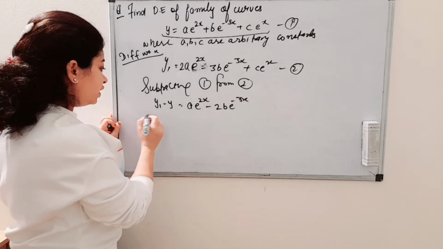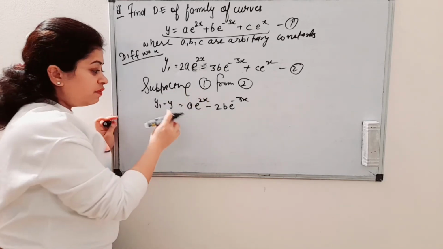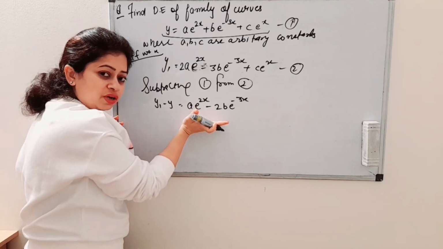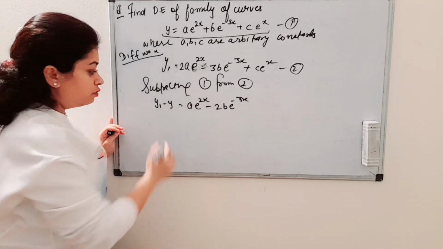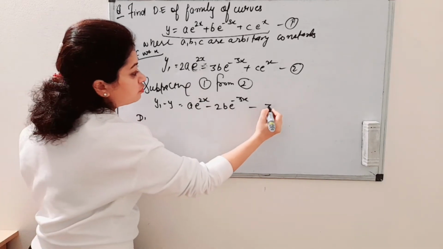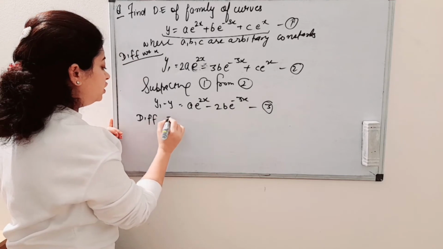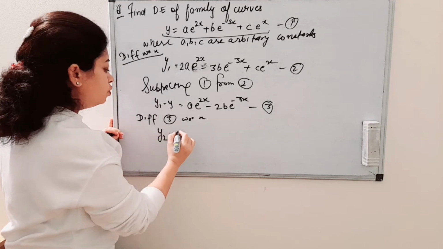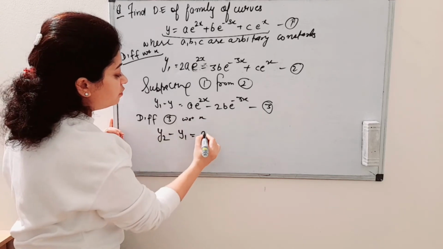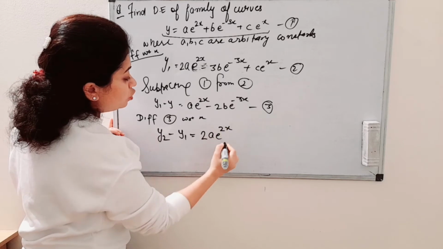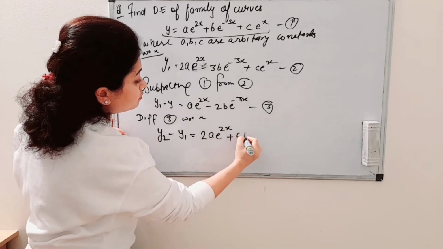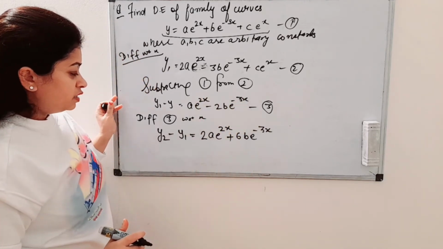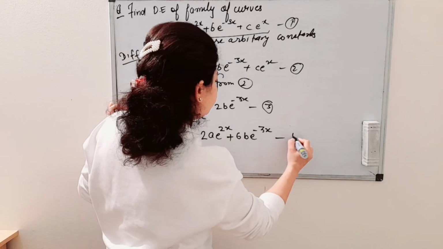Now differentiating it one more time. Now we will differentiate this equation, not this, because now we have less number of arbitrary constants here. We just need to remove the arbitrary constants. So differentiating 3 with respect to x, y1 becomes y2, y becomes y1, and this will be 2a e raised to power 2x plus 6b e raised to power minus 3x. Okay, so we can say this is 4.